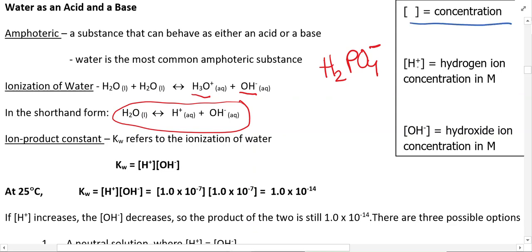So we have hydrogen ion. Notice that we're in molarity for both of these. At 25 degrees Celsius, the Kw is equal to 1 times 10 to the negative 14th. This is something that we're going to be using in some of our pH calculations. These two values are related to each other, so if one is increasing, the other is going to decrease. When you multiply them together, it's always going to be equal to 1 times 10 to the negative 14th.